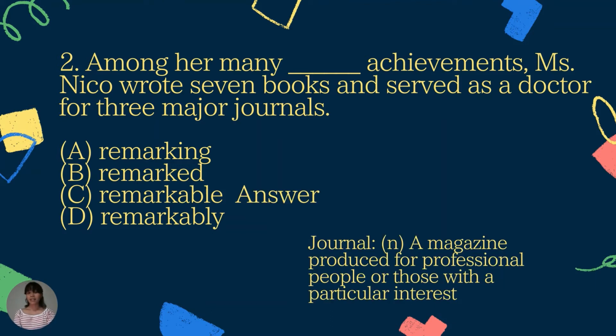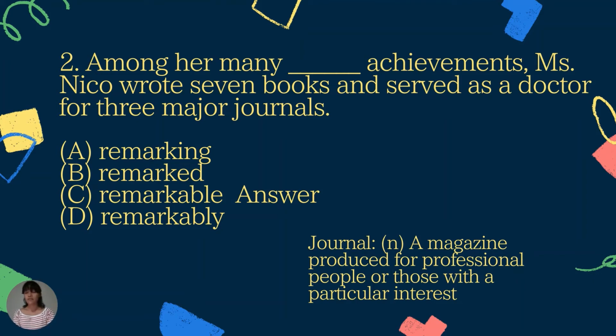Among her many blank achievements, Miss Neko wrote 7 books and served as a doctor for 3 major journals. A, remarking, B, remarked, C, remarkable, D, remarkably. So for your vocabulary, a journal is a noun that is a magazine produced for professional people or those with a particular interest.